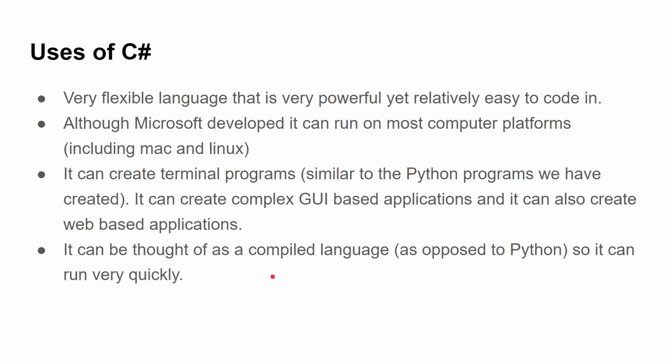All right, so C Sharp, it's a very powerful language. It's a very mature language, one that's been around for a couple of decades now. It's flexible, it's easy to code in, and the language itself gives you a lot of facilities that makes your job just easier as a programmer. Now, it was developed by Microsoft, so obviously it runs on Windows machines, but it can run on most computer platforms, and that includes Mac and Linux.